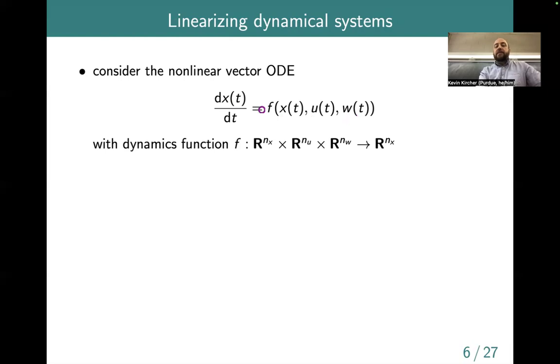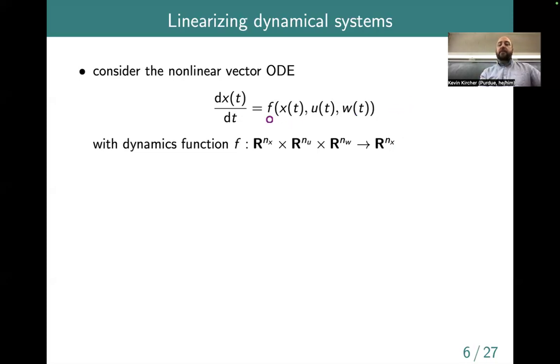But here we're considering a general nonlinear vector ODE. So here we have a function f. Again, it's a list of a bunch of functions, n of them in this case. And it takes as inputs an nx dimensional vector, an nu dimensional vector, and an nw dimensional vector. It maps it all to a space R^nx.